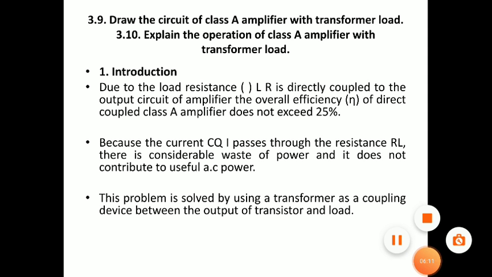Introduction. Because the load resistor RL is directly coupled to the output circuit of the amplifier, the overall efficiency of a direct coupled class A amplifier does not exceed 25%. Because the current ICQ passes through the resistor RL, there is considerable waste of power and it does not contribute to useful AC power. This problem is solved by using a transformer as a coupling device between the output of the transistor and the load. So in order to reduce this power dissipation, we should replace the load resistor with a transformer.